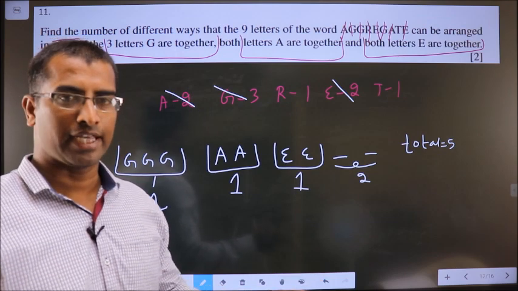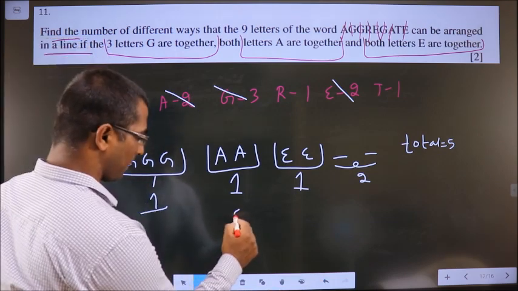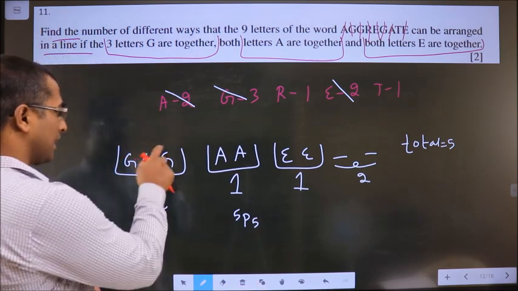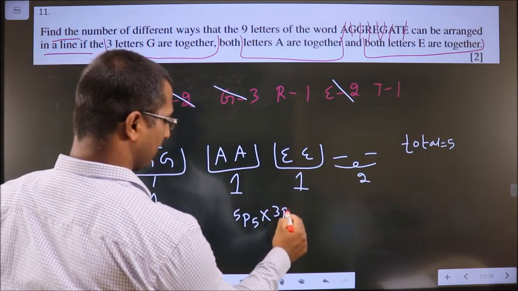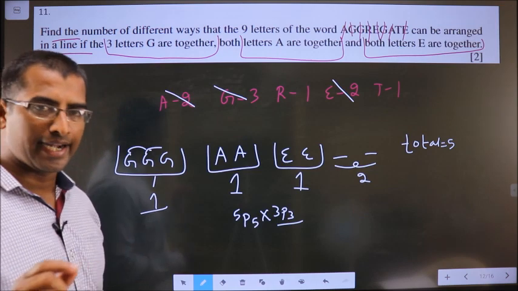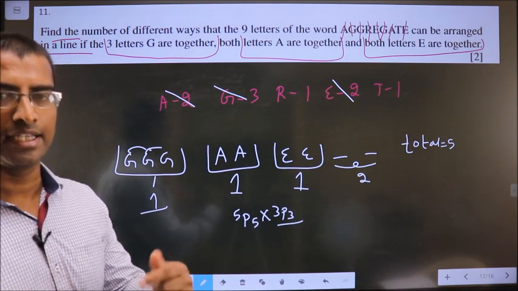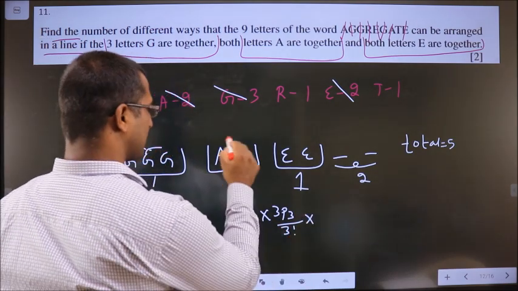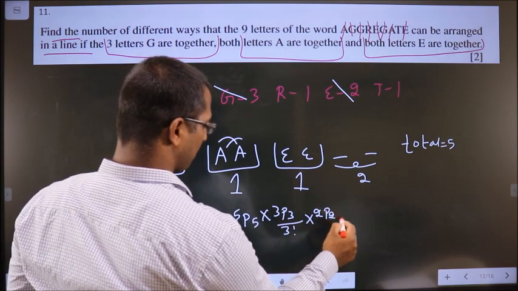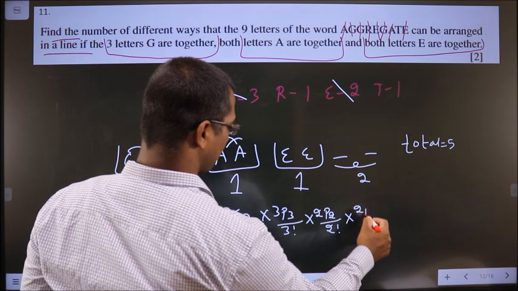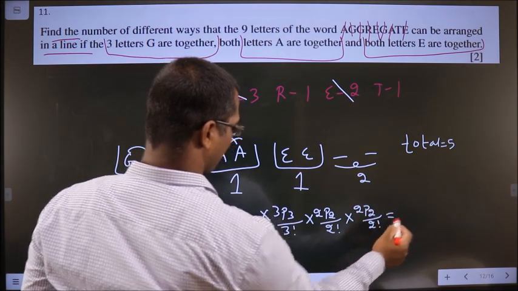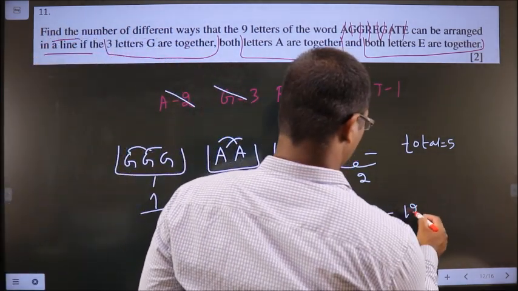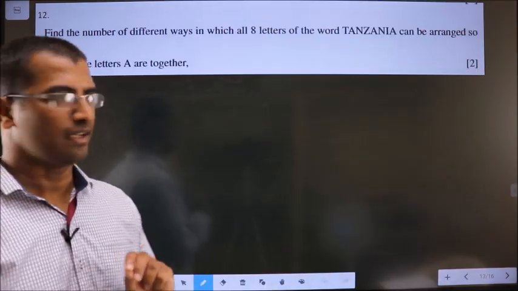These 5 can be shuffled in 5P5 ways. Now look at the inside. Inside these, the G's can be shuffled in 3P3 ways. Since the 3 G's are identical, they will not be specified, so divide by 3 factorial. You should keep it in mind. For the second box, the 2 letters can be shuffled in 2P2, and since they are identical, divide by 2 factorial. Same thing with the letters E. Now put this all at once in the calculator. You get the answer to be 120. That is your answer.